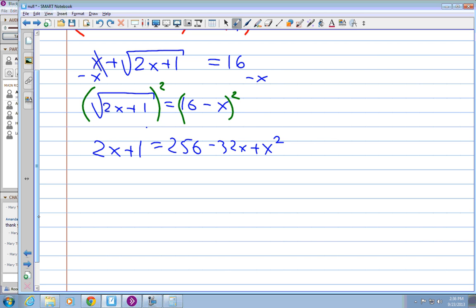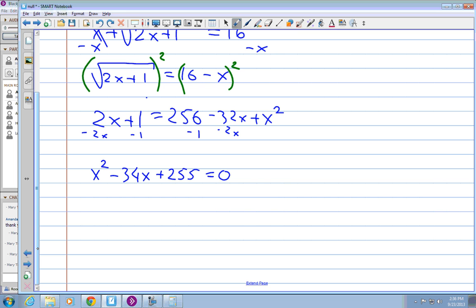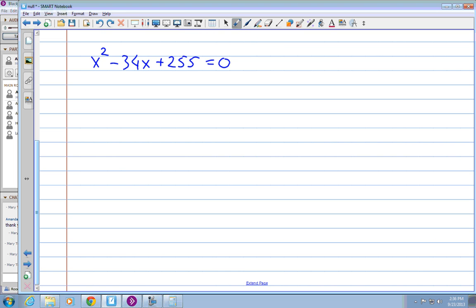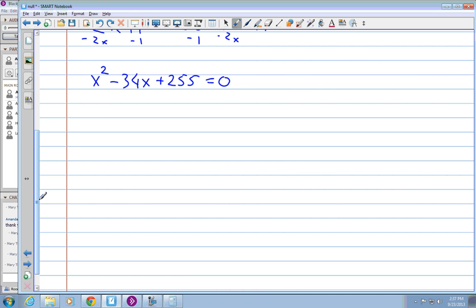Again, the numbers came out huge. But get everything to one side, so subtract 2x, subtract 2x, subtract 1, subtract 1. So we'll end up with x squared minus 34x plus 255. Oh boy. Is that right? Equals 0. Is that right? Well, looks right, right?